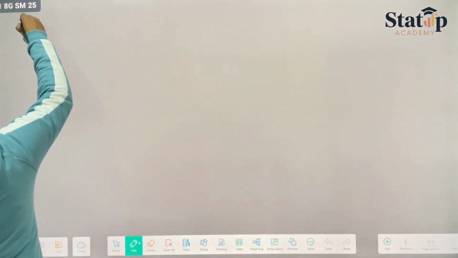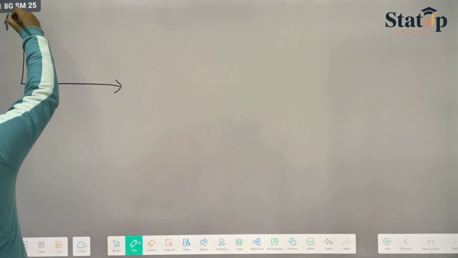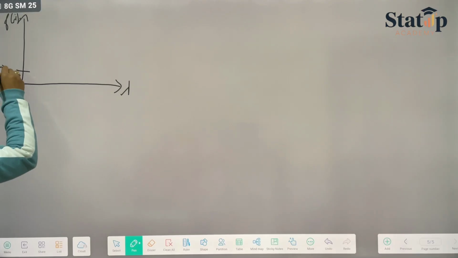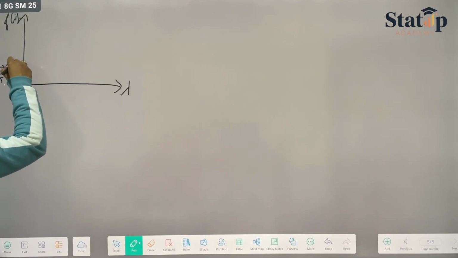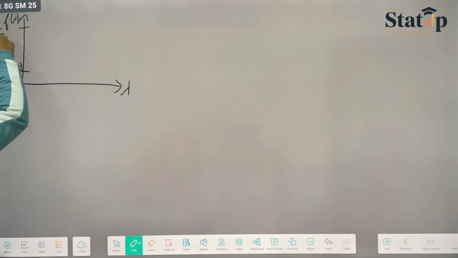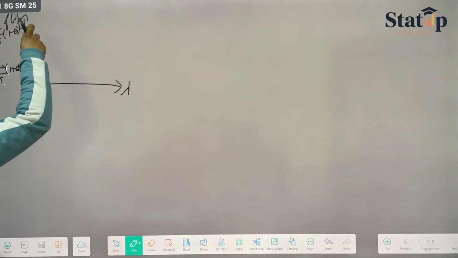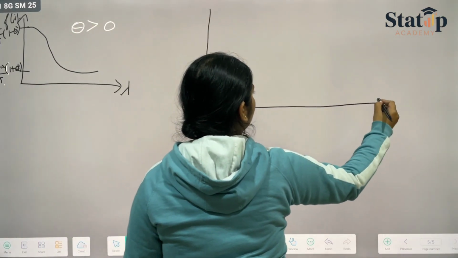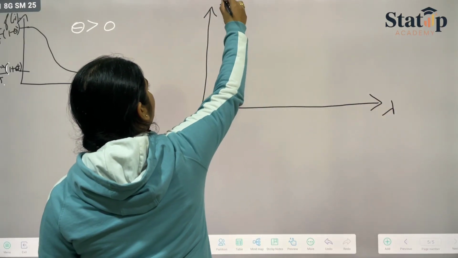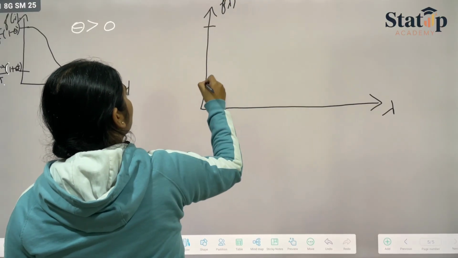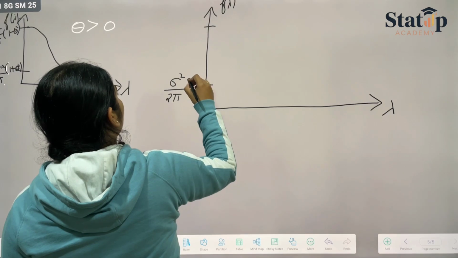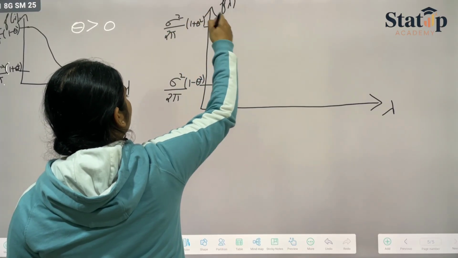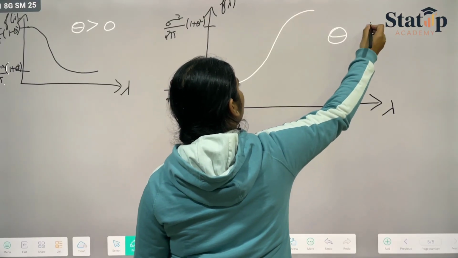The graphs are similar. If lambda is 0, the value is sigma square upon 2 pi into 1 plus theta square, and at pi it is sigma square upon 2 pi into 1 minus theta square. So this would be again like this, and this is for theta greater than 0. And again the second graph would be like this only. Lambda, f lambda, sigma square upon 2 pi into 1 minus theta square, sigma square upon 2 pi into 1 plus theta square. And the graph would be like this for theta less than 0.